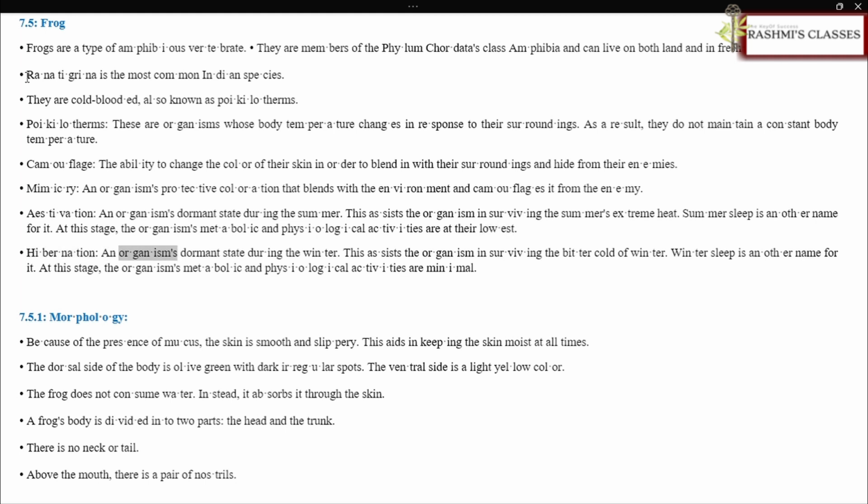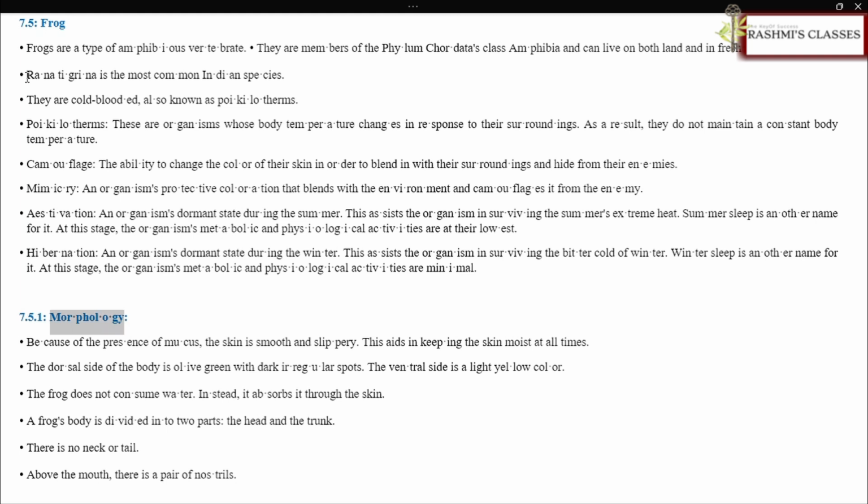Hibernation, an organism's dormant state during the winter. This assists the organism in surviving the bitter cold of winter. Winter sleep is another name for it. At this stage, the organism's metabolic and physiological activities are minimal.